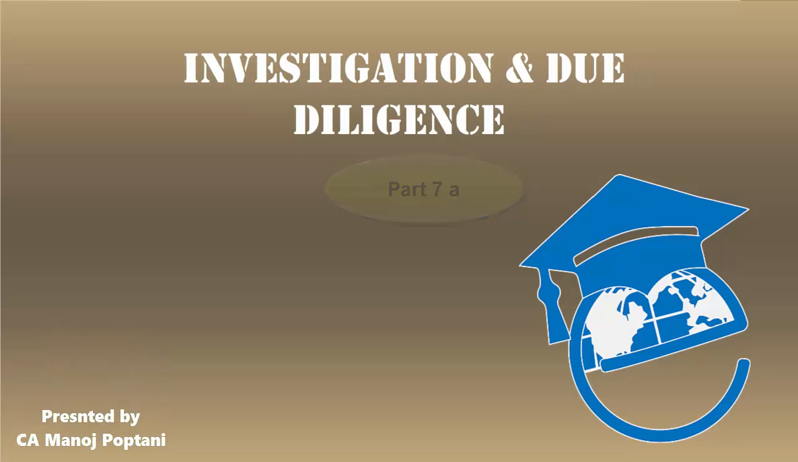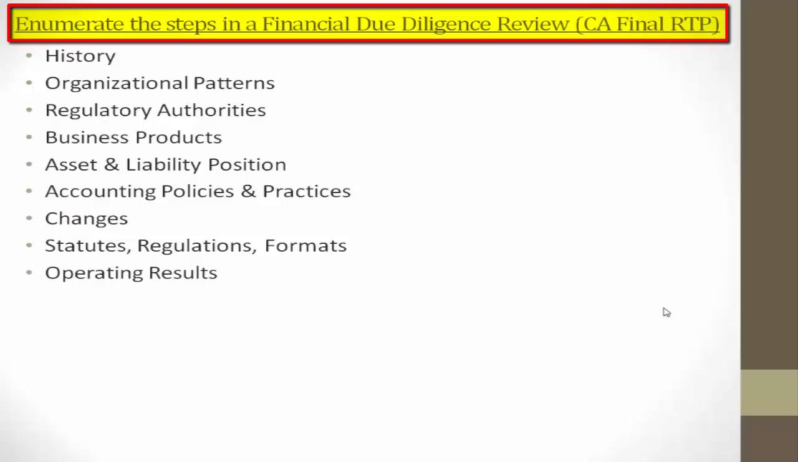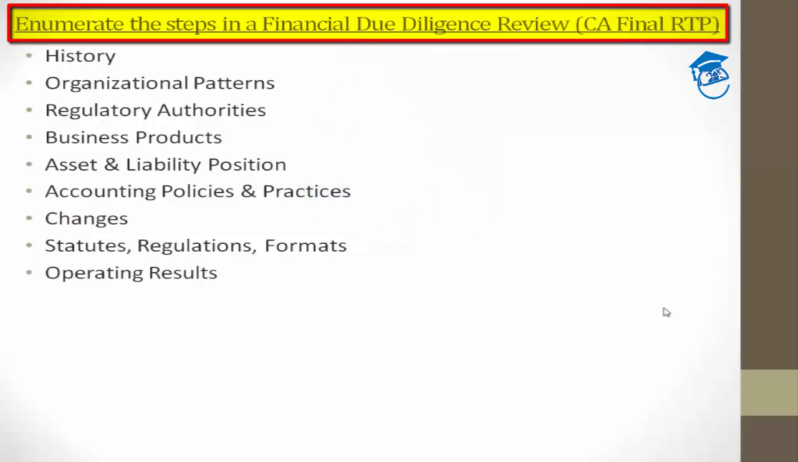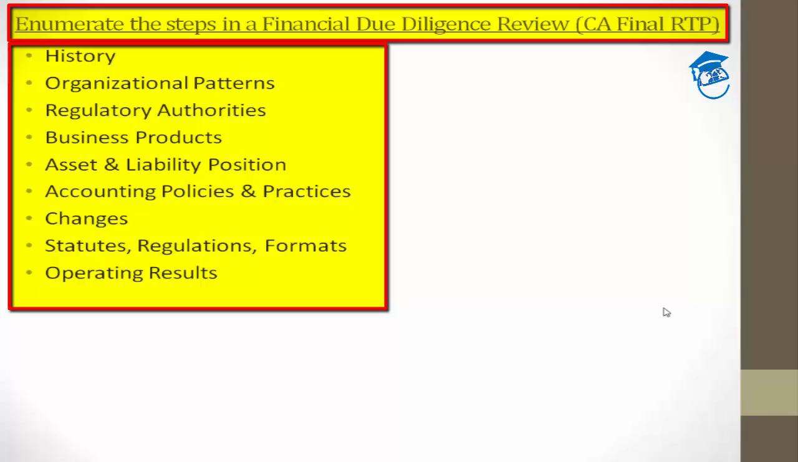Fasten up your seatbelts, we are about to take off with the first topic of the day, and that will be: enumerate the steps in a financial due diligence review. This question was asked in the CA Final examination for a few of the attempts, and it is pretty common in revisionary test papers before the examination. So, enumerate the steps in the financial due diligence review.